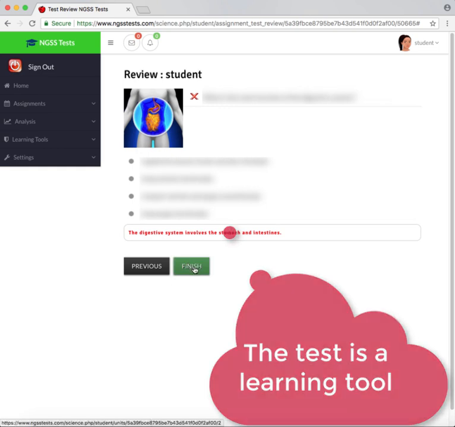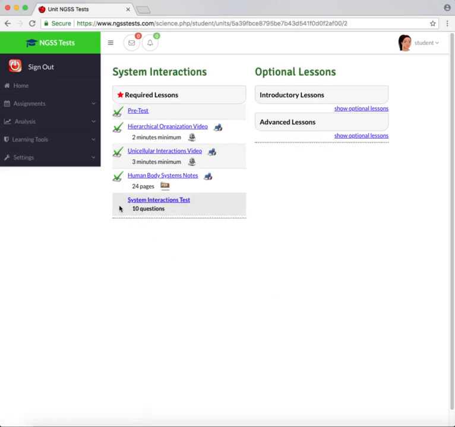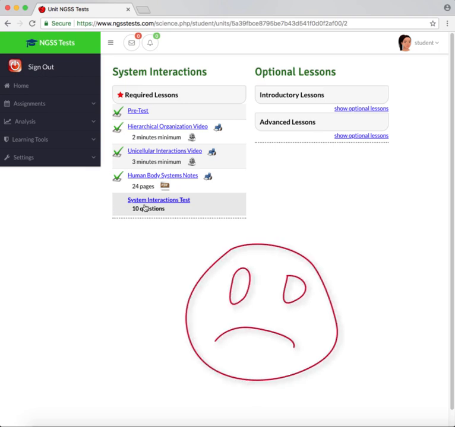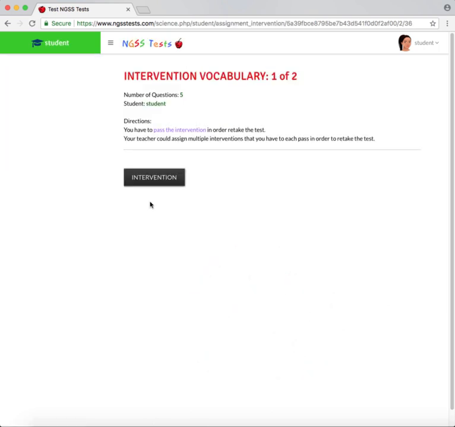And when we're done with the review, click Finish. And notice we didn't pass the test, so there is no check mark. We got to retake it. Prior to retaking it, though, it makes us do some interventions. In this case, we got 2 of them, and they got 5 questions.